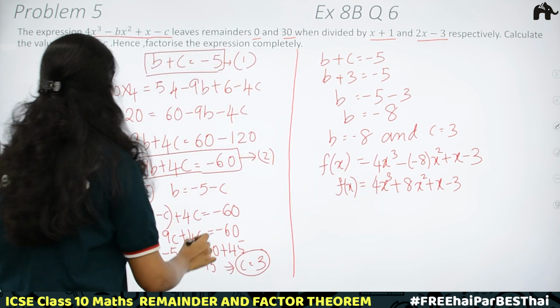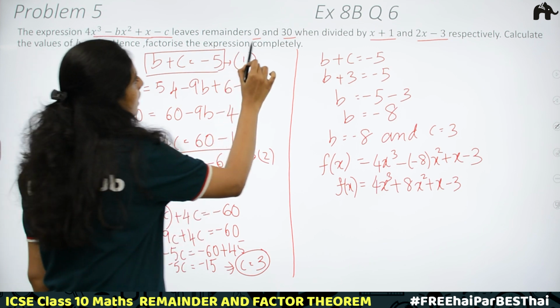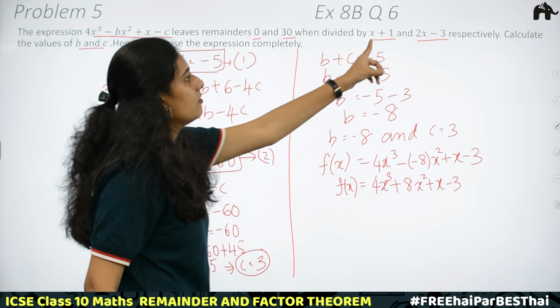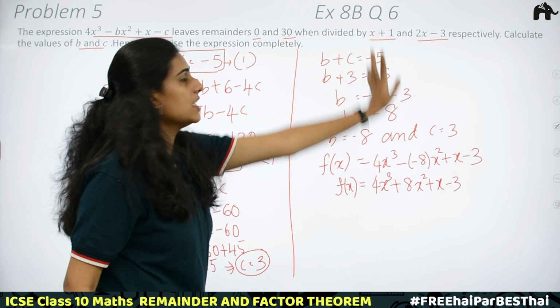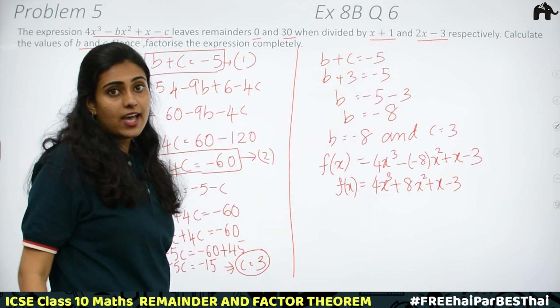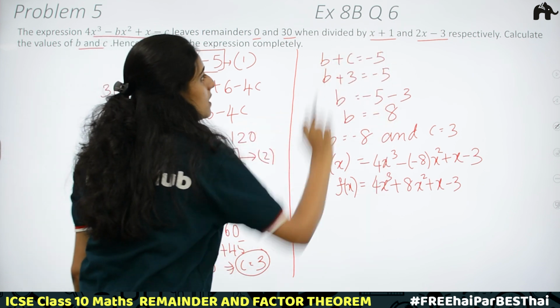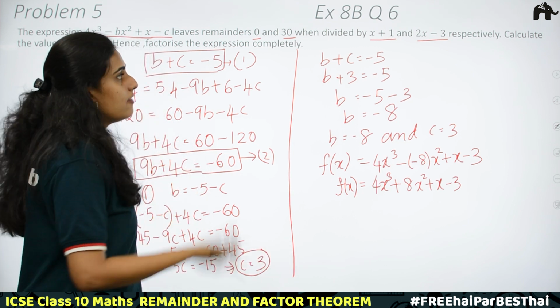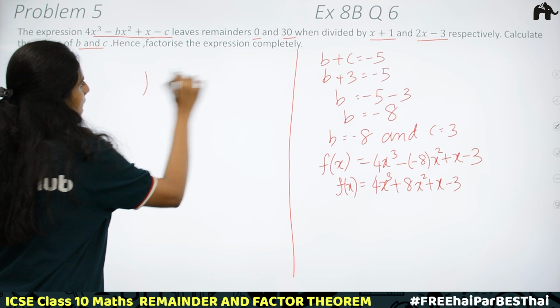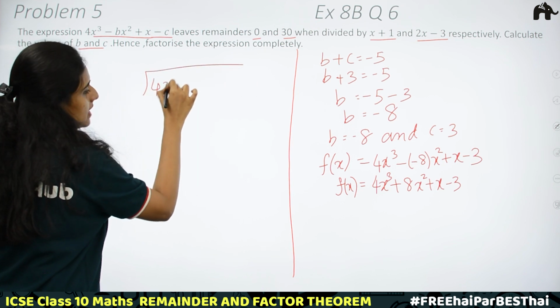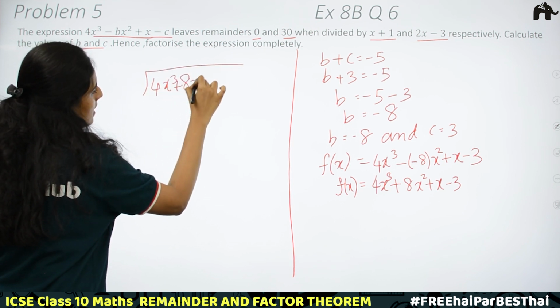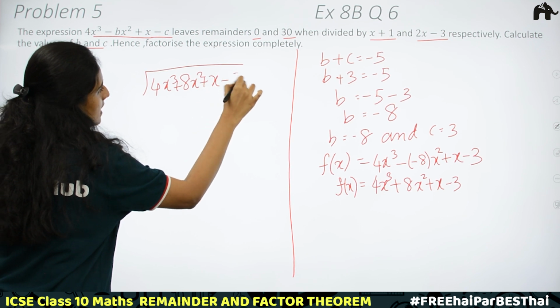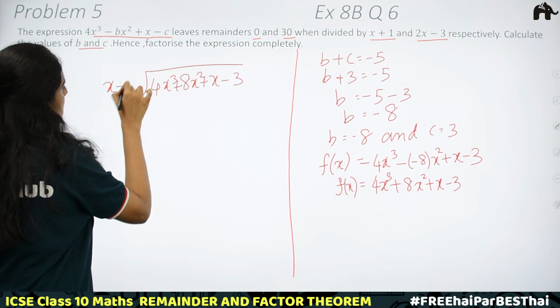Here it is given that remainder 0 is obtained when we are dividing with x plus 1, which means x plus 1 is a factor. Okay, since x plus 1 is a factor, using x plus 1 and performing the long division, we can find the other factors. Dividing the expression 4x cube plus 8x square plus x minus 3 with x plus 1.